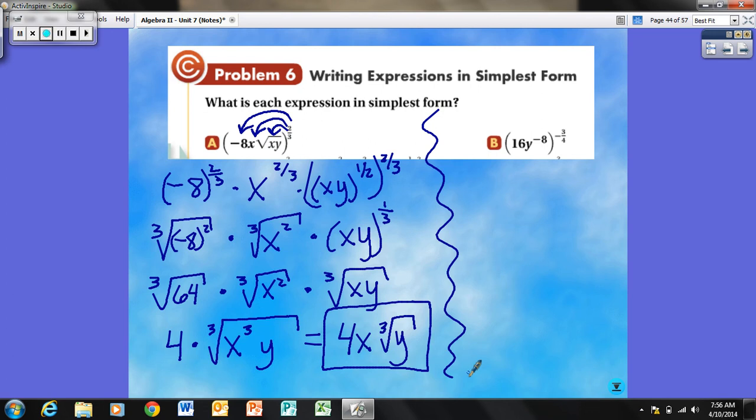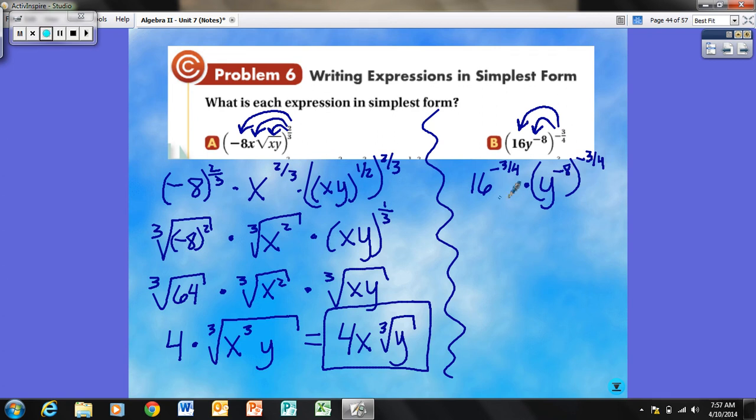And we're going to do the same thing for letter B, except in letter B, we have a negative exponent. So you can do this one of two ways. I'm going to show you the easier way to do it, but if you can find another way and you get the same answer, you're welcome to do that as well. I think it's easiest to distribute the exponent first. So I'm going to have 16 to the -3/4 times y to the -8th raised to the -3/4. So now I really don't have to flip my fraction. I only have to flip it once because I'm going to end up with a positive number here.